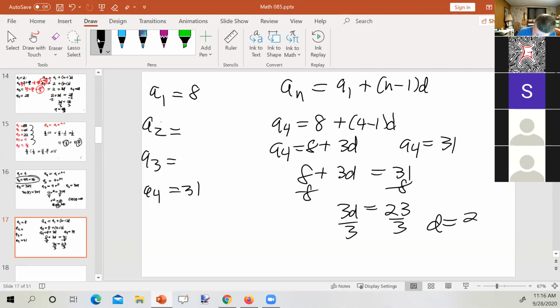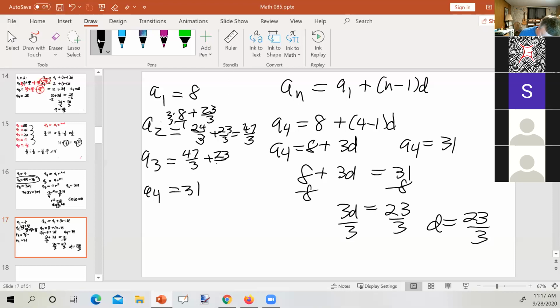D equals 23/3. So a sub 1 is 8. A sub 2 is 8 plus 23/3. But 8 over 1 multiplied by 3 over 3 is going to be 24/3 plus 23/3, which is 47/3. And again, don't write it as a decimal approximation. It's got to be a fraction, right? A sub 3 is 47/3 plus 23/3, which is 70/3. So 47/3 and 70/3 should be your two numbers. Okay, that makes sense.